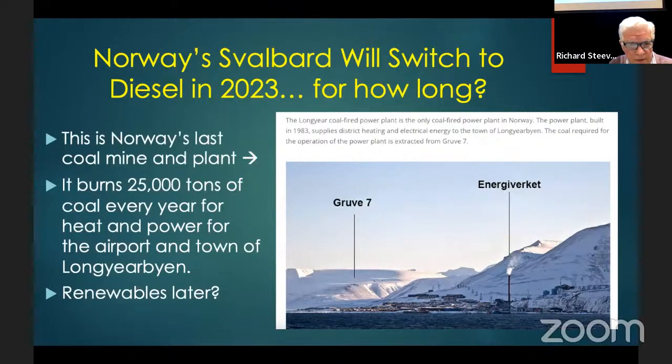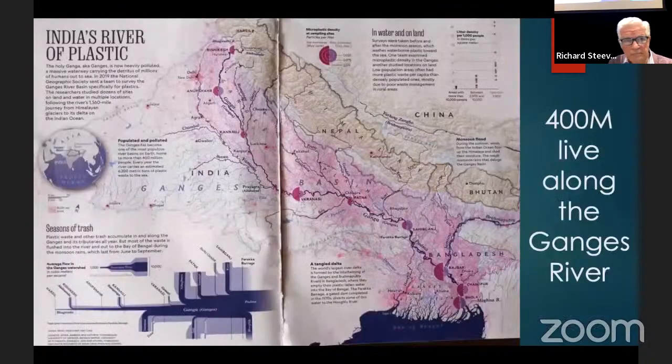It burns 25,000 tons of coal every year for heat, as well as their heat ducts, as well as electricity for the airport and the town. They do say they'll get renewables later, but lots of luck. What kind of renewable is going to supply Spitsbergen? I'm not so sure that they'll get very much sun up there for about 6 months of the year.